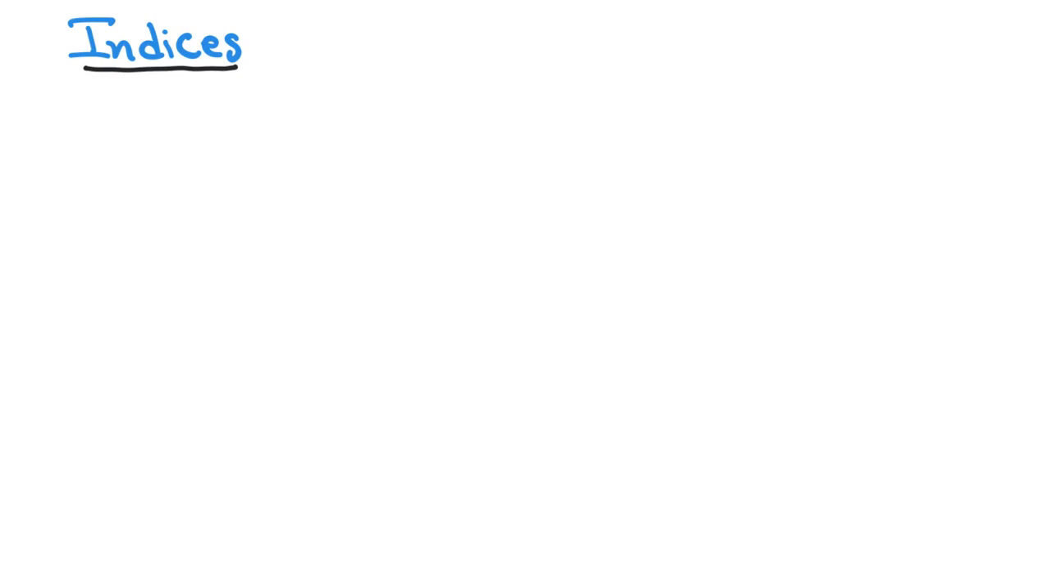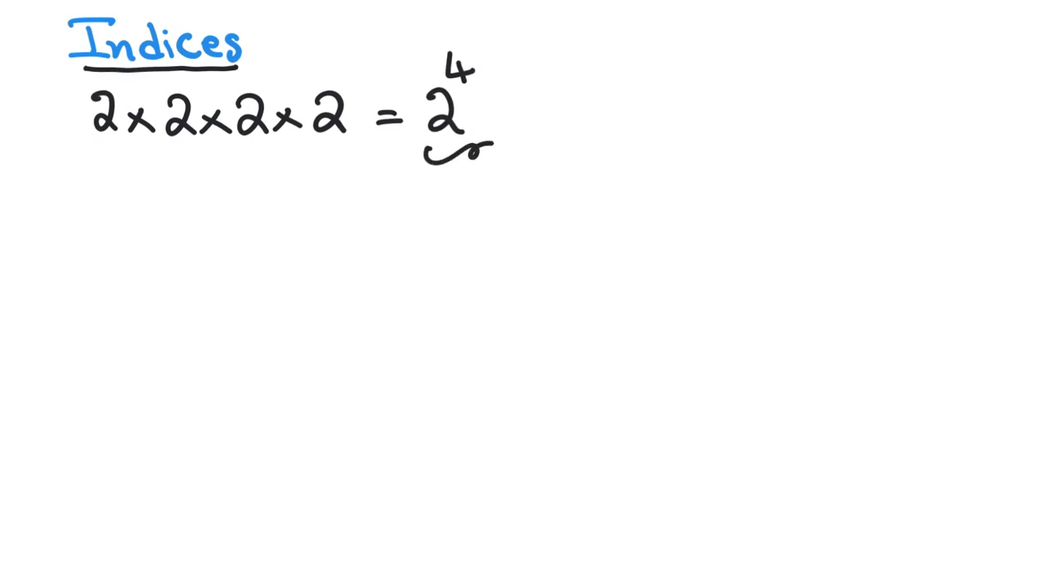For example, 2 times 2 times 2 times 2. Instead of writing this as 4 times itself, we will simply write the same thing as 2 to the power 4. That's what it means. 2 to the power 4 means 2 times 2 times 2 times 2. So this is called writing in the form of indices.